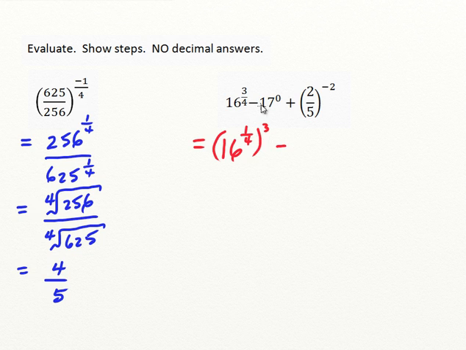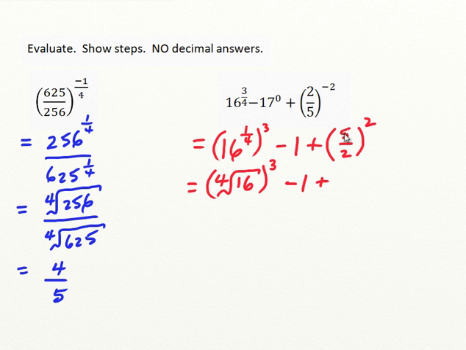Okay? Then I'm going to subtract, well, 17 to the exponent 0. Well, any base to the exponent 0 is 1, so that's minus 1. And then I'm going to add, and lo and behold, I've got 2/5 to a negative exponent. Well, we learned from not 2 seconds ago that if I just flip that, the exponent goes positive. Okay? All right. Well, what is the 16 to the exponent 1/4? What is the meaning of that rational exponent? Well, remember, that is asking for the 4th root of 16. Get that answer, and then cube it. Then we'll subtract 1, and then we're going to add, and this squared is 25/4. Because 5 squared is 25, 2 squared is 4, so there's our answer.